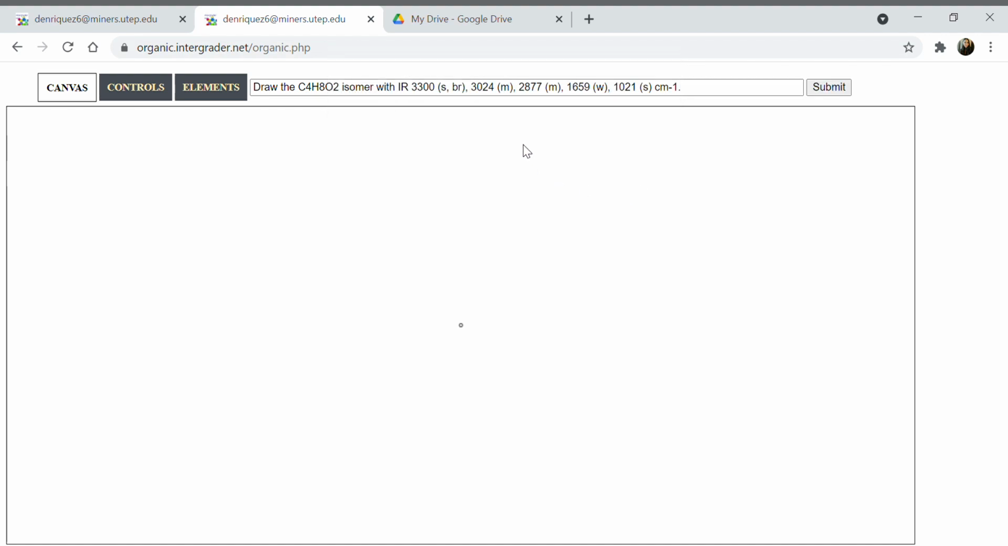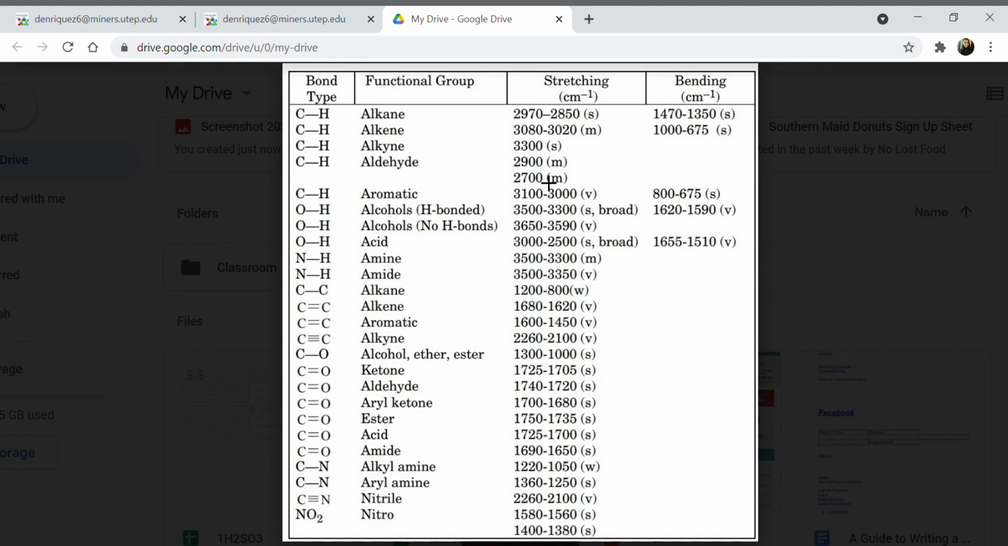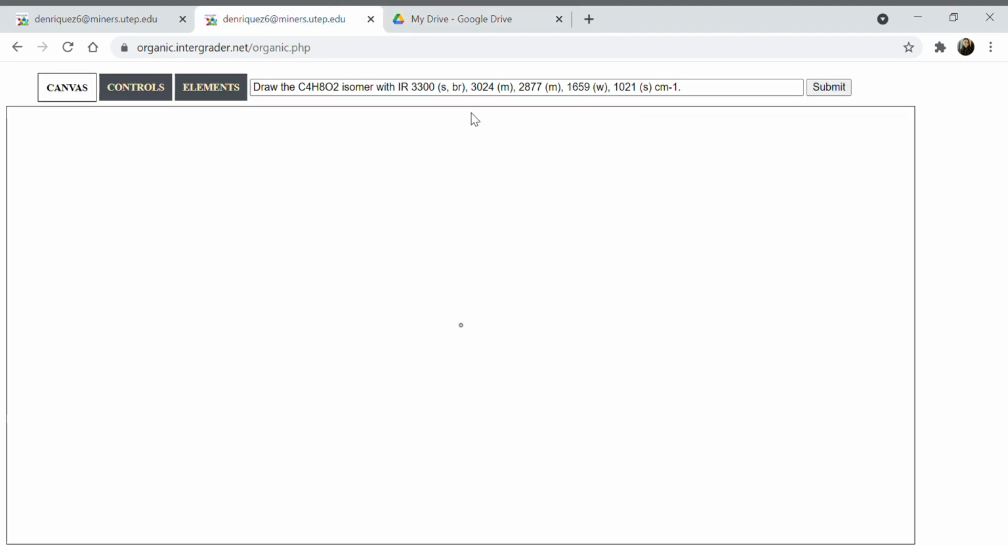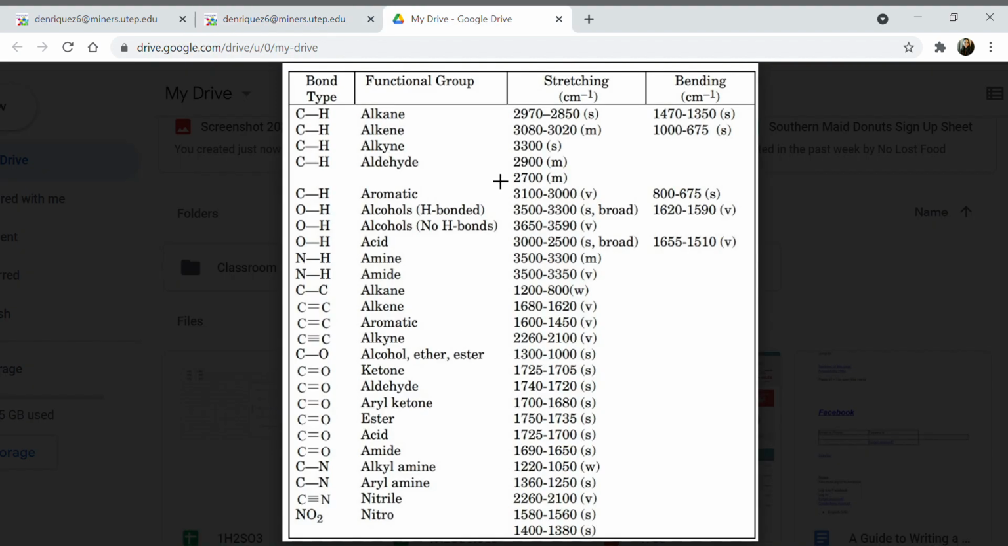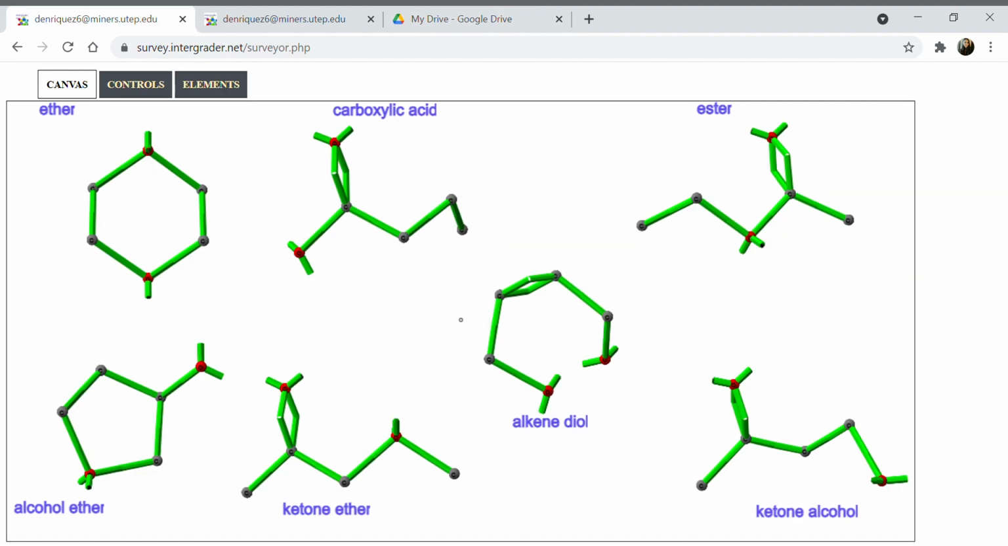Okay, so we're going to look for 3300 SBr. 3300, so we have an alcohol. 3024M. I see up here, alkene. The alkene is a dead giveaway because that means there's a carbon-carbon double bond, and the only one with a carbon-carbon double bond is this alkene diol. So I could just stop there. This was probably the easiest one to determine. The other ones are kind of iffy.